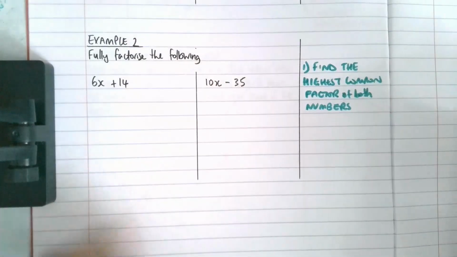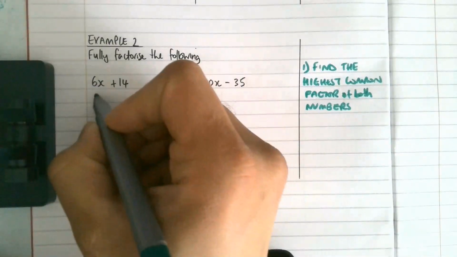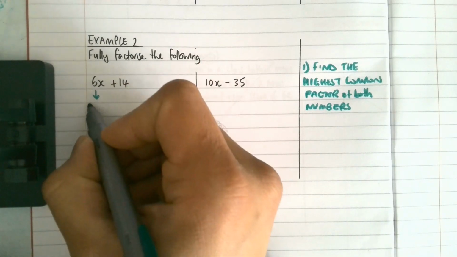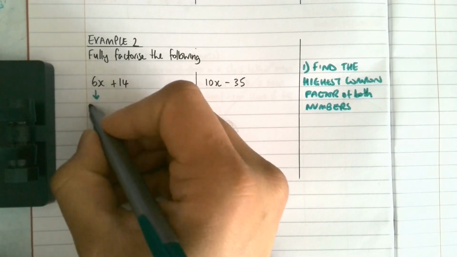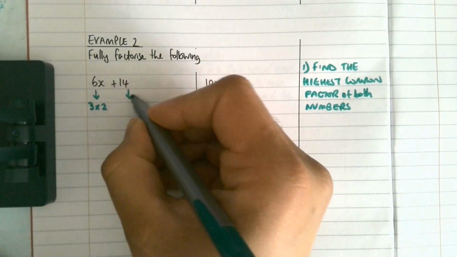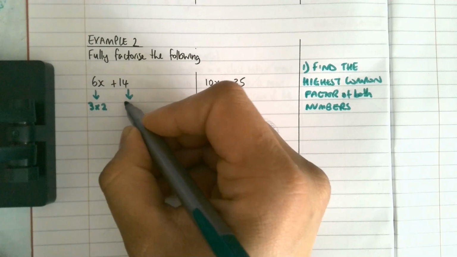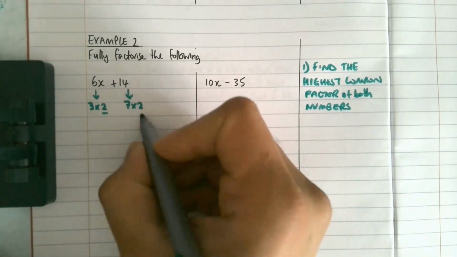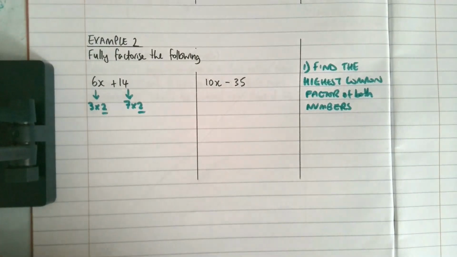And if we think about the numbers that we can divide 6 and 14 by, the biggest number that goes into both of those is 2, because 2 times 3 is going to be 6, and 2 times 7 is going to be 14. Okay. So we've identified the highest common factor.